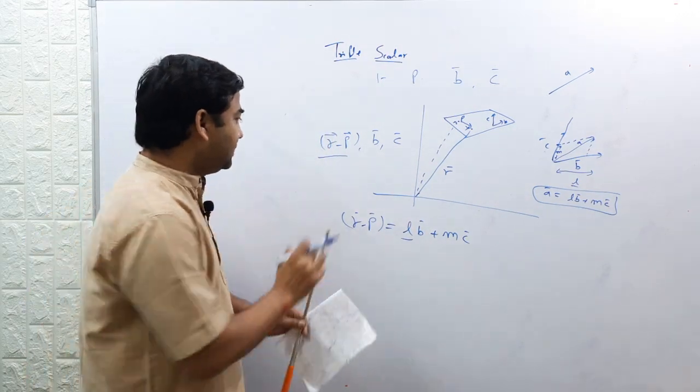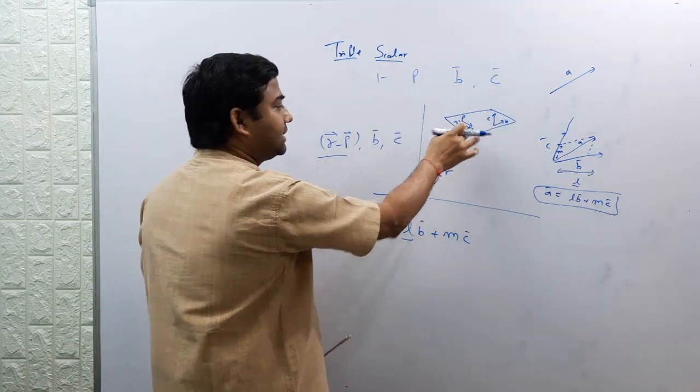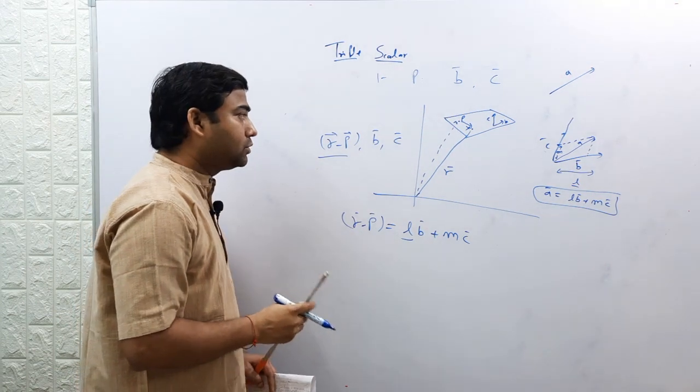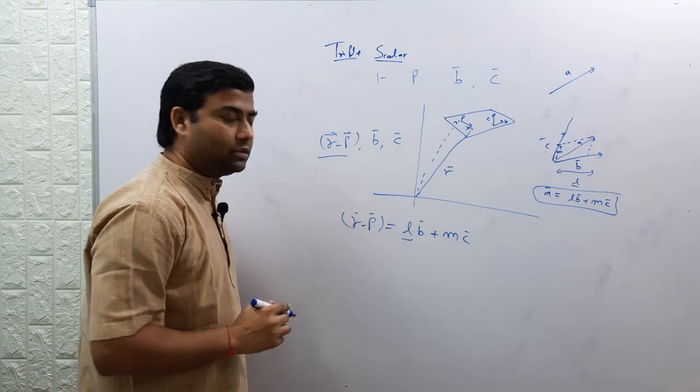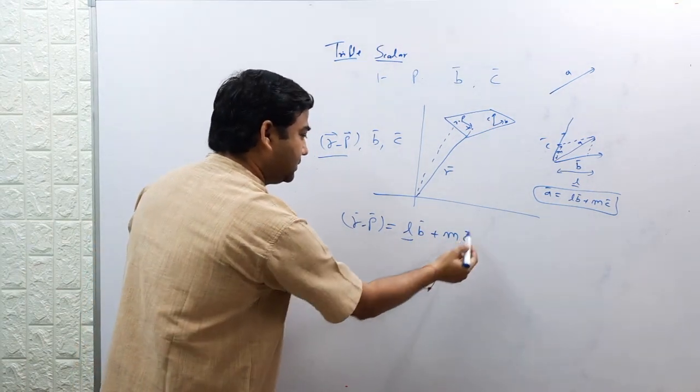So similarly, r minus P is a vector in this plane. This vector can be represented in terms of the two given vectors on this plane as LB plus MC.